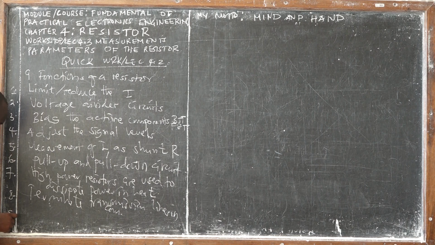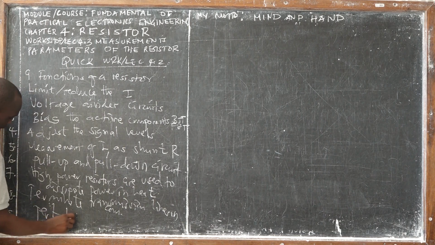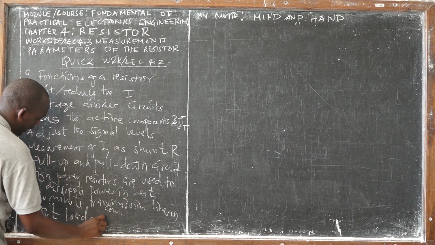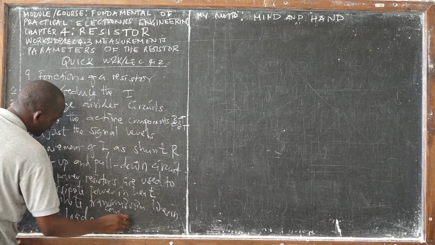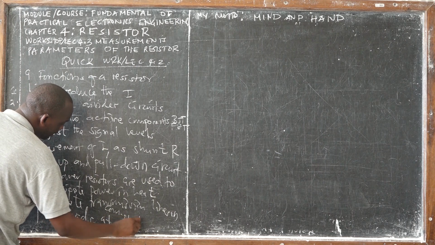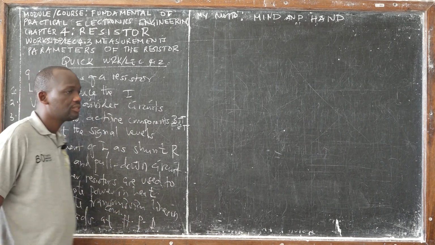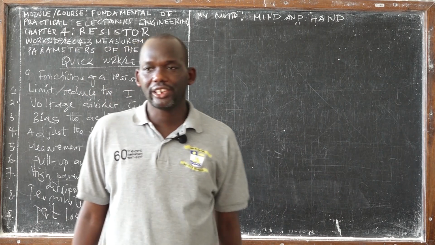Then number 9, we said what? A resistor can be used as what? As test nodes. Where? At high power distribution centers. Are we together?